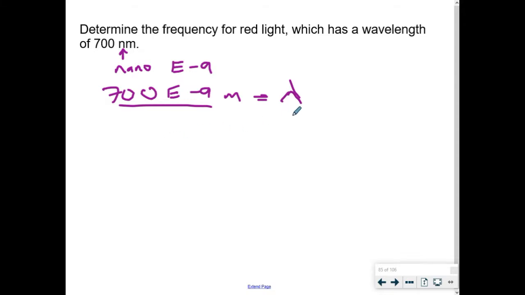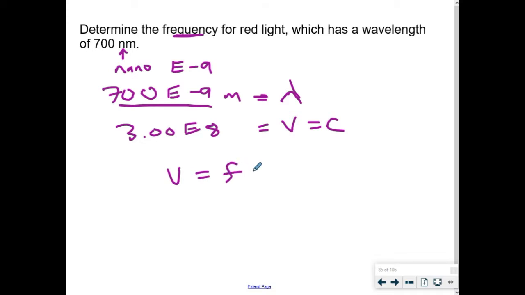Well, I also know one more value here. I know that if it's ever in the electromagnetic spectrum, the velocity is also the speed of light, which is 3.00 times 10 to the 8. And so if I want to figure out the frequency with which red light oscillates up and down in its wave pattern, I just use the universal wave equation. Velocity equals frequency times wavelength. I'm then going to solve for the frequency by dividing both sides by the wavelength amount, and I'm going to make myself a new formula. My frequency will be equal to velocity divided by wavelength.